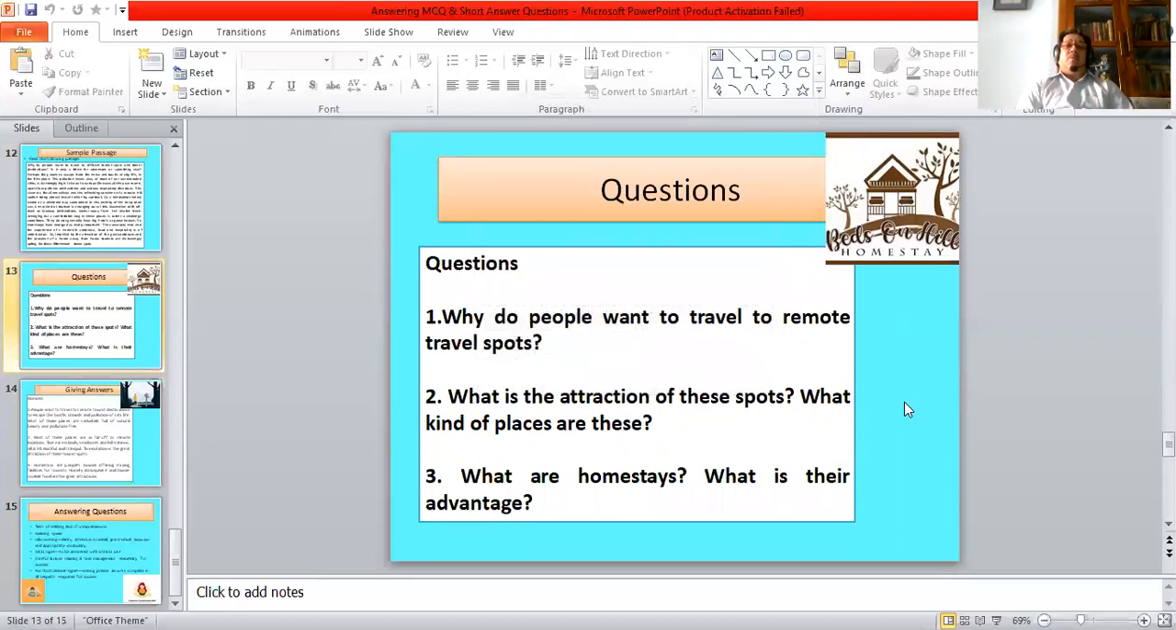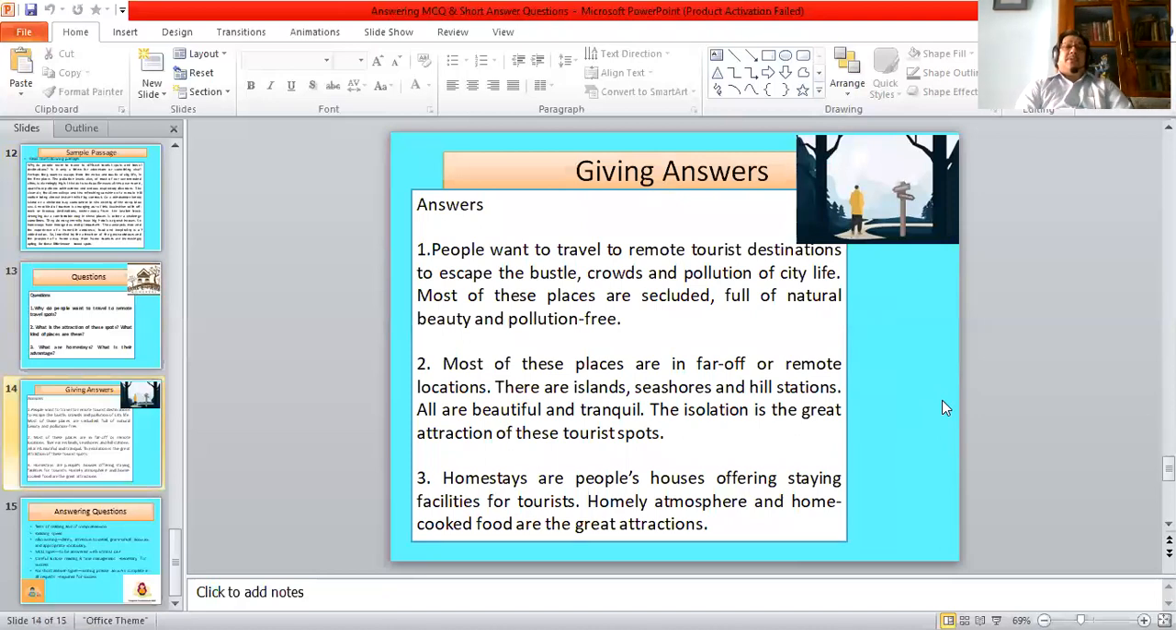These are the questions. Why do people want to travel to remote travel spots? What is the attraction of these spots? What kinds of places are these? And what are homestays? What is their advantage? So why do people want to travel to remote travel spots? So the answer to this is people want to travel to remote tourist destinations to escape the bustle, crowds, and pollution of city life. Most of these places are secluded, full of natural beauty, and pollution free.